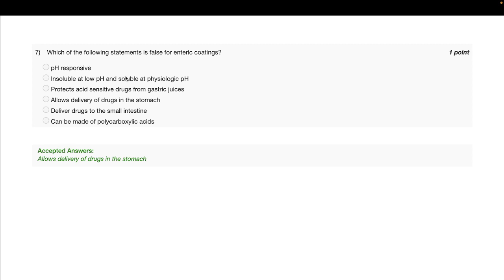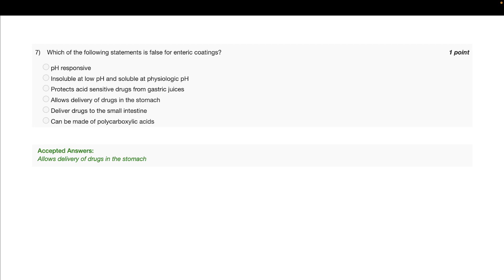And then third is protects acid-sensitive drugs from gastric juices. This is why we have made enteric coatings. We don't want the drug to be released in stomach. Fourth was allows delivery of drugs in the stomach, which is actually false, because enteric coatings will not allow anything to dissolve in stomach, so the drug will directly be released into your intestine. And then delivers drugs to small intestine, which is again correct. Can be made of polycarboxylic acids, again correct. So the right answer for this question is it allows delivery of drugs in the stomach.